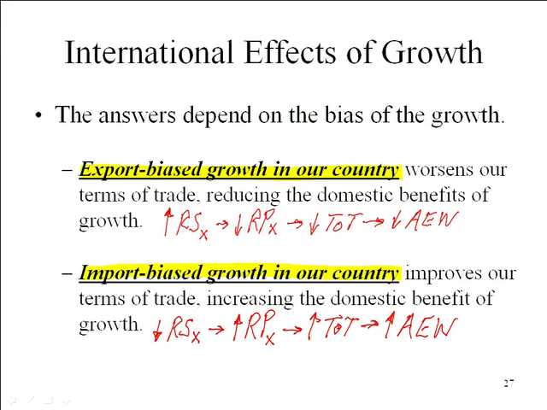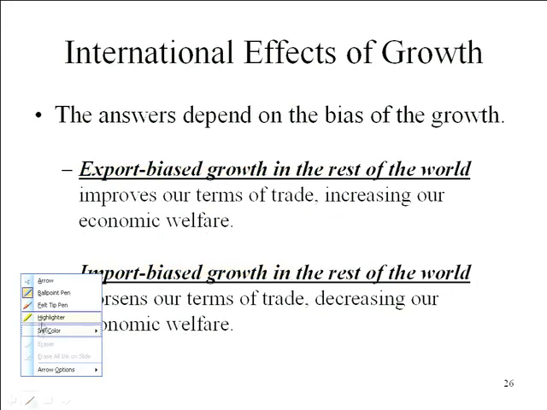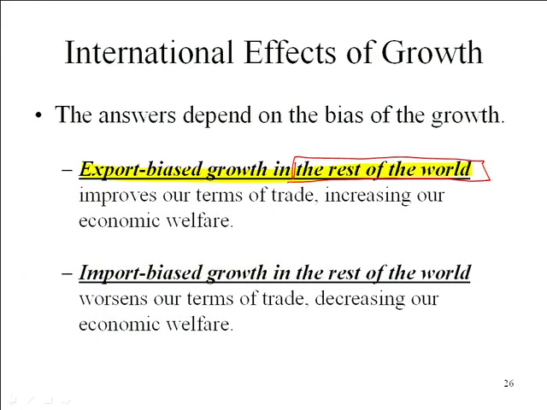Now what we just talked about was what happens when the growth is taking place in our country. Now let's back up a slide and ask ourselves the same question about what happens if the export bias growth is taking place in the rest of the world. Here we have to be a little careful about what the terminology is telling us, right? These are export bias growth in the rest of the world. So when they are exporting in the rest of the world, they really are imports. So these would be our imports.